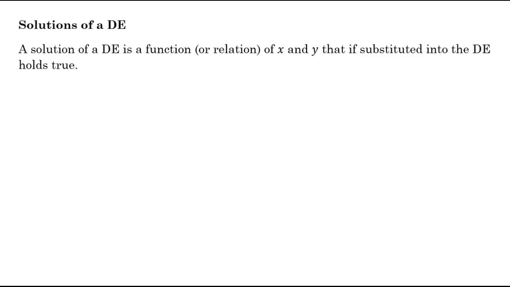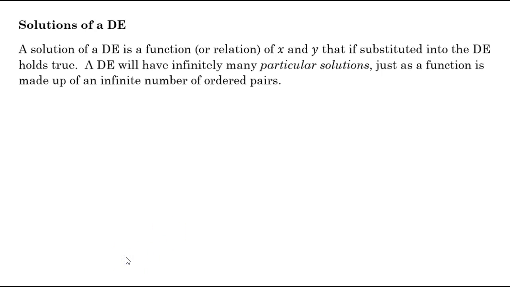Now in the same way that for a function, or even a relation, I can substitute a pair of coordinates, an x and a y in, to test if that point lies on the function or lies on the line. The solution to a differential equation is a function or relation. And if I substitute that into my differential equation, it will hold true. We'll see how that works.